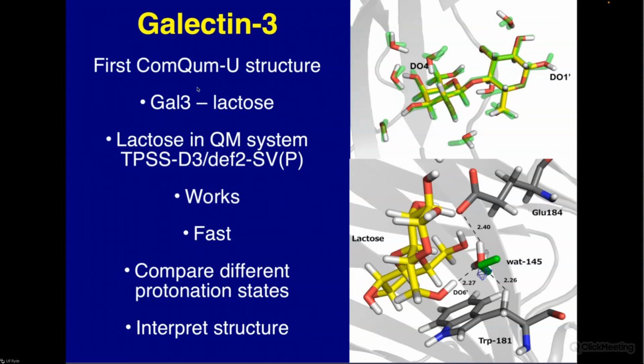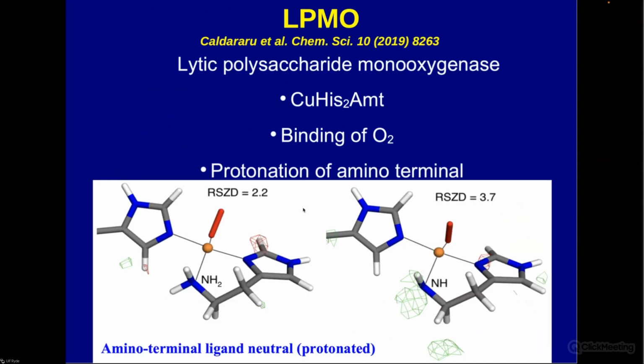One is with galectin-3, a carbohydrate binding to a lectin. We didn't see much change in the structure. It was mainly water molecules that changed their orientation when we did quantum refinement, to improve the hydrogen bonds to the surroundings.